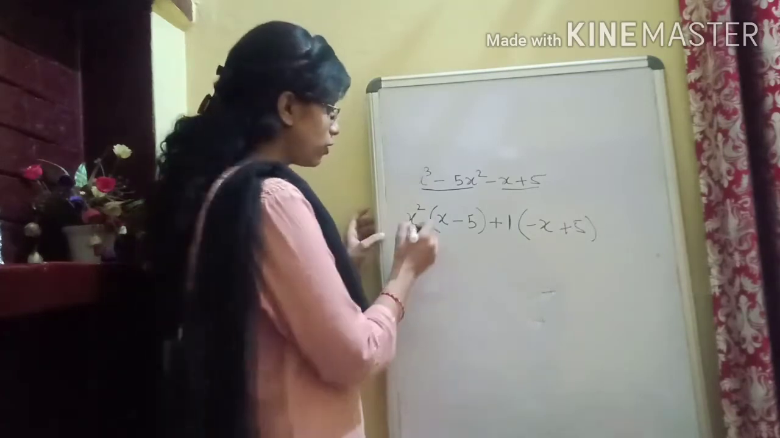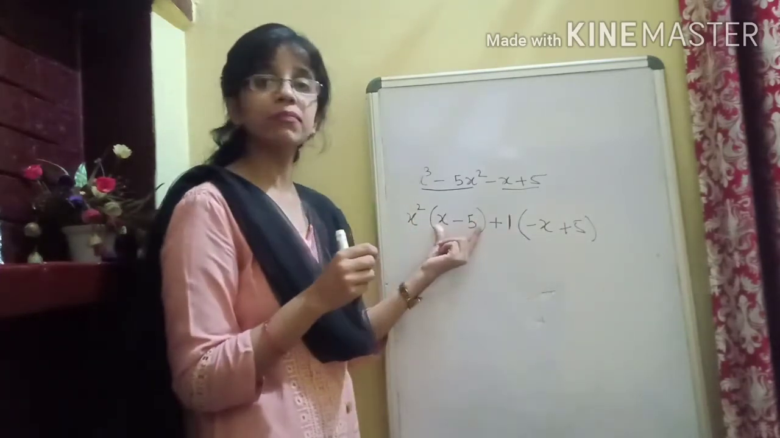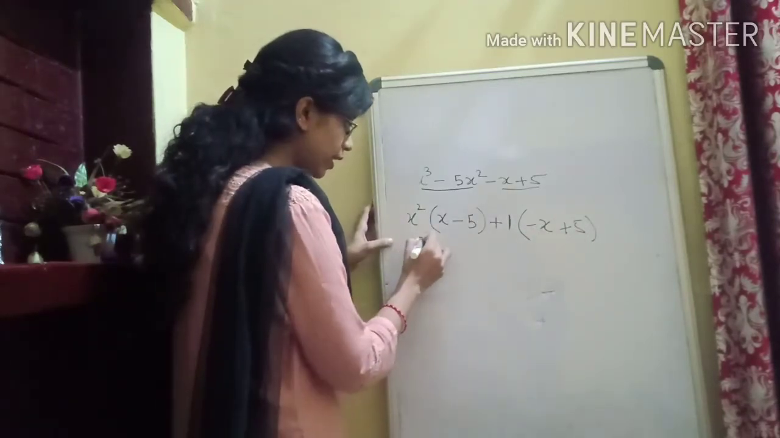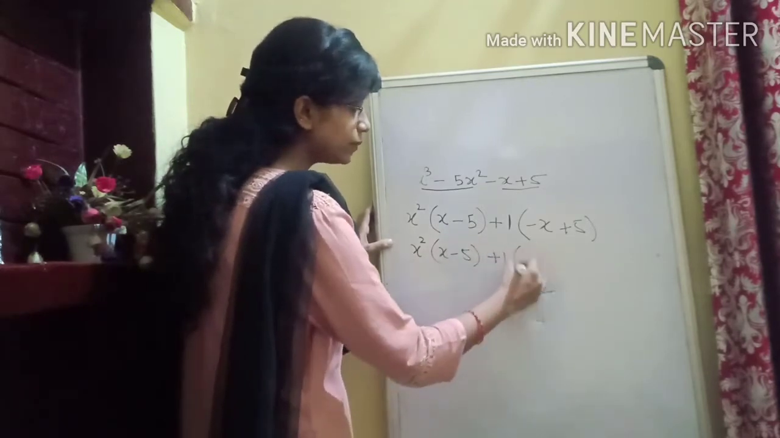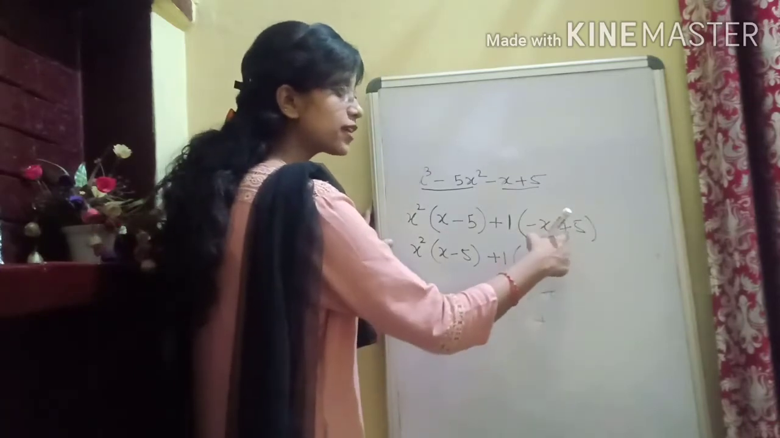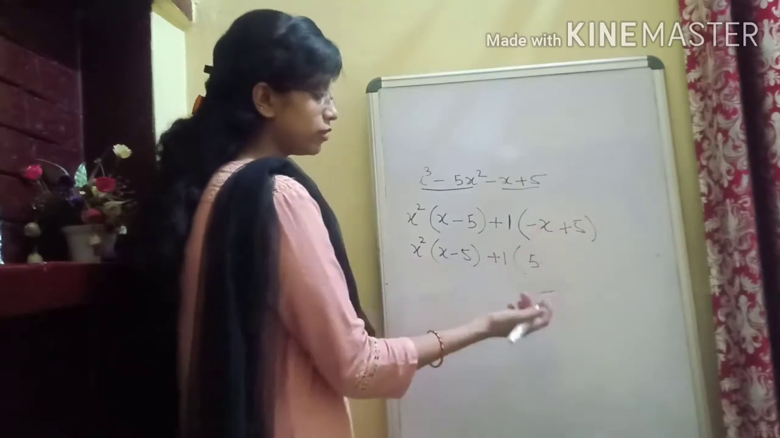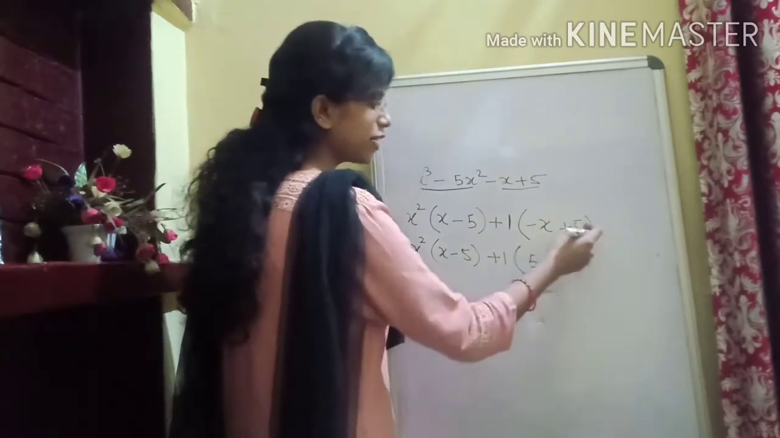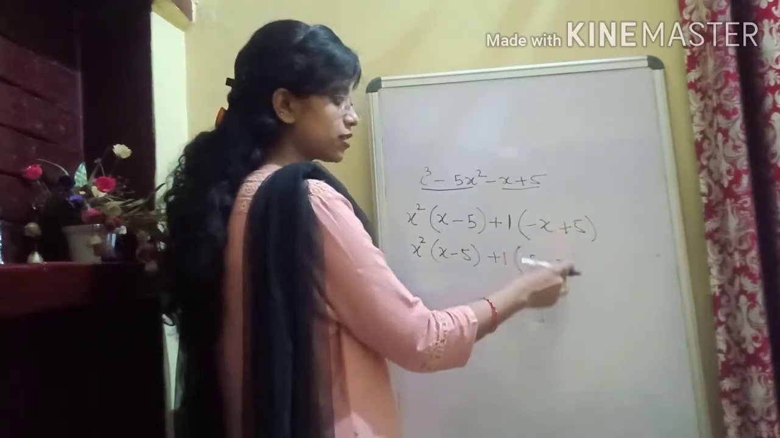Okay. Now further, if you see here in this first bracket, it is x minus 5. In the second bracket, if I write it properly, x square, so that you can see x minus 5 plus 1, we can write it as 5 minus x, because it is minus x plus 5. I am writing 5 first. So 5 minus x. You can write 5 first and then minus x. But 5 is with plus sign and x is with minus sign.